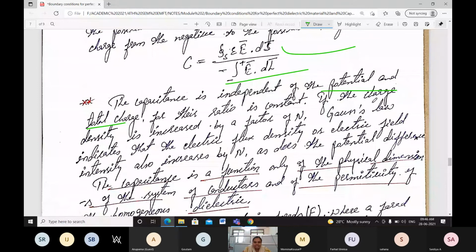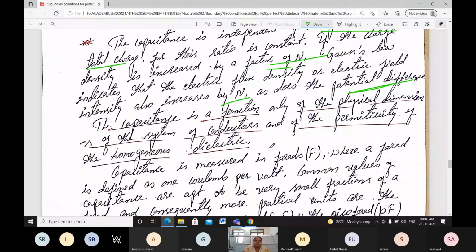If the charge density is increased by n times, then Gauss's law indicates that the flux density or electric field density is also going to be increased by the same factor, that is by n times. Thus the potential difference is also going to increase. Then what is the capacitance now?